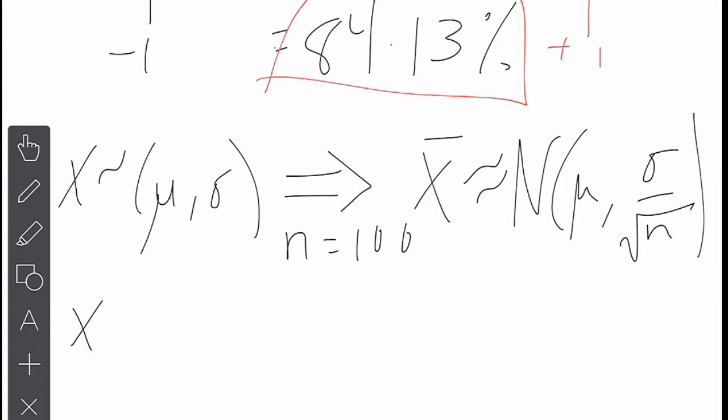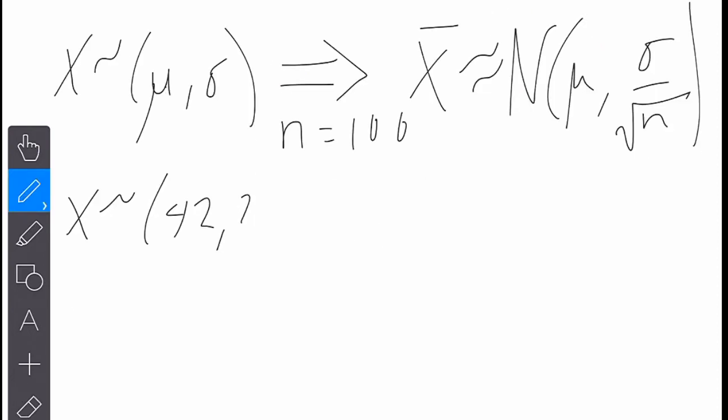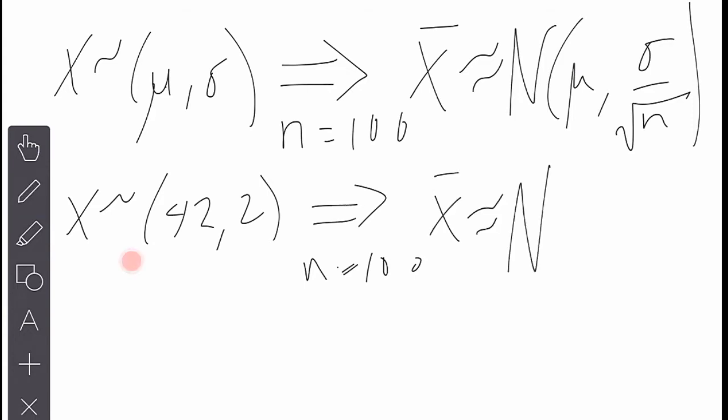So X is going to have a mean of 42 and a standard deviation of 2, n is equal to 100. So X bar is approximately normal. Even though the original variable wasn't normal, the central limit theorem (CLT) allows me to assume that this distribution of the sample means is normal with a mean of 42 and a standard deviation of 2 divided by the square root of 100, which is 0.02.